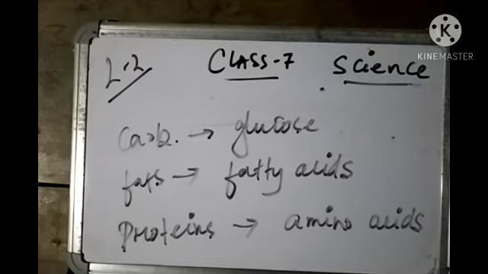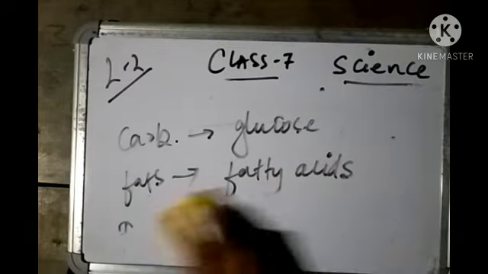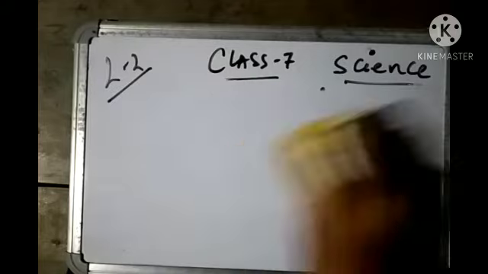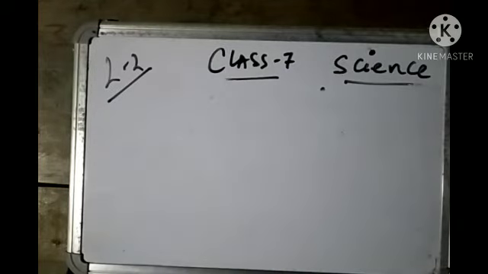When carbohydrates are digested, they are converted into glucose; fats into fatty acids; proteins into amino acids. Complete digestion takes place in the small intestine. After complete digestion, it is time for absorption or utilization by the body. Absorption in the small intestine.